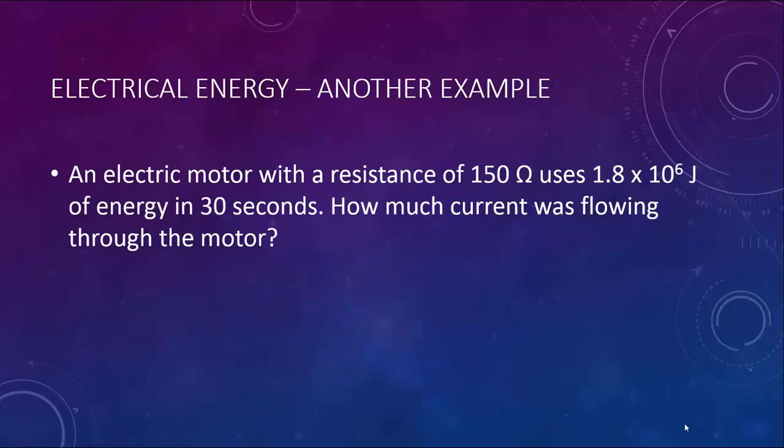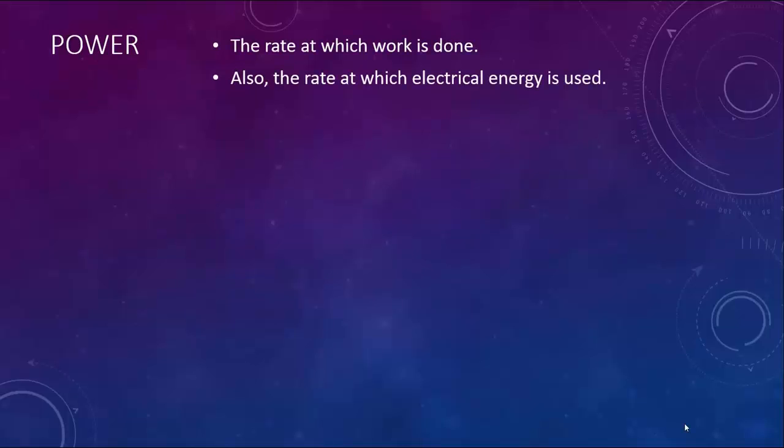Here's another example. An electric motor with a resistance of 150 ohms uses 1.8 times 10 to the 6 joules of energy in 30 seconds. How much current was flowing through the motor? If you're not sure where to start, make a list of givens to figure out which equation to use. As you know, work is related to power. Power, remember, is the rate at which work is done. Also, we could say that it is the rate at which electrical energy is used.